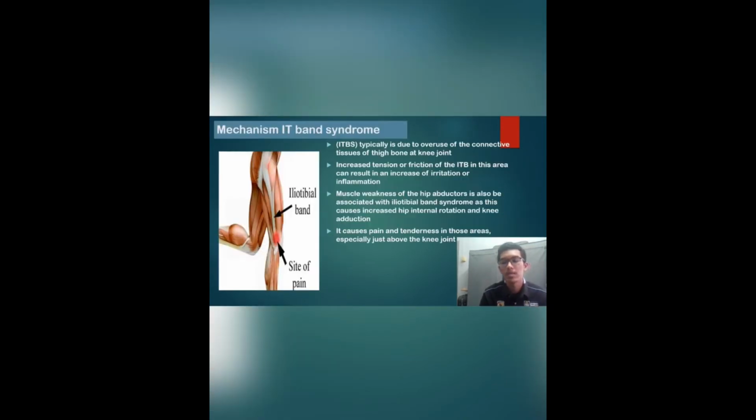Okay, now we move to the mechanism of iliotibial band syndrome. Iliotibial band syndrome is typically due to overuse of the connective tissue of the thigh bone at the knee joint. The increased tension or friction of the iliotibial band in this area can result in increased irritation or inflammation. Muscle weakness or hip adaptation is also associated with iliotibial band syndrome, as this causes increased hip internal rotation and knee abduction. It causes pain and tenderness in those areas, especially just above the knee joint.